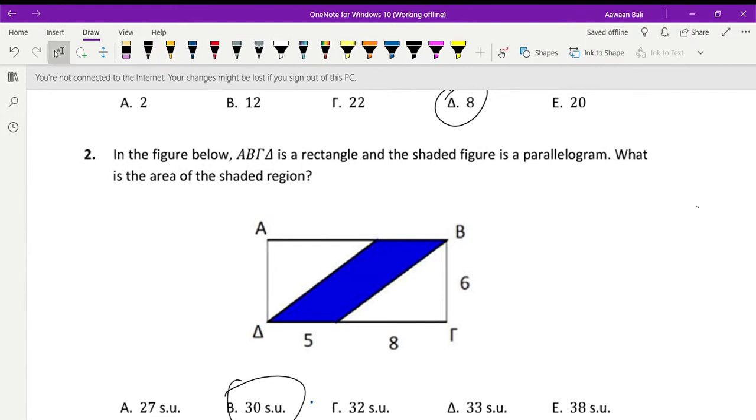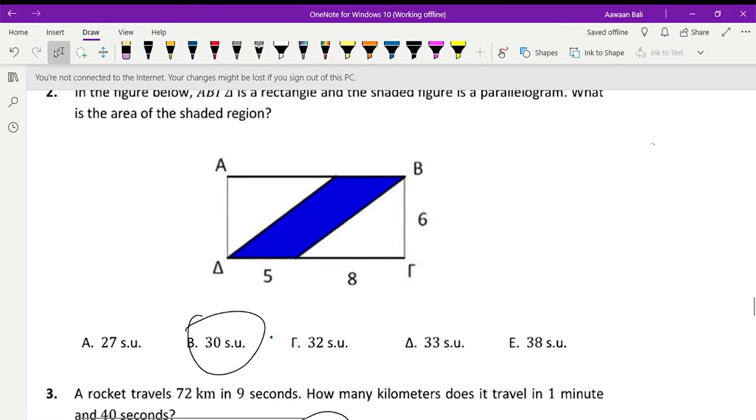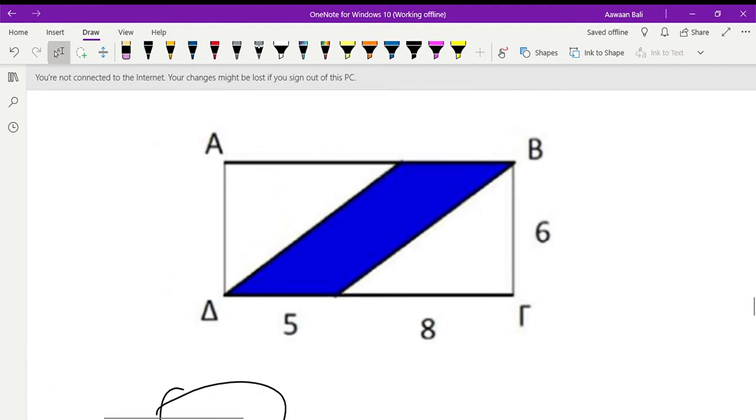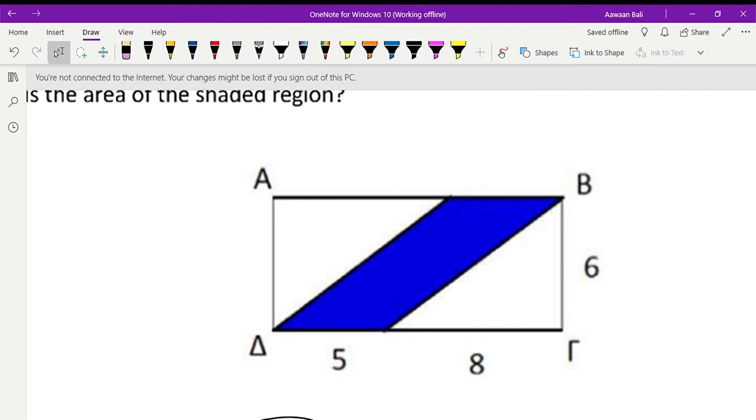Yeah. Question number 2. In the figure below, alpha, beta, gamma, delta is a rectangle and the shaded figure is a parallelogram. What is the area of the shaded region? Okay, so to find this one, there's multiple ways you can do this. You can find the area of a parallelogram directly, or what you can do is you can find the area of the two triangles, add them together, and subtract the sum of those two areas from the area of the whole rectangle. So here's the easier way.